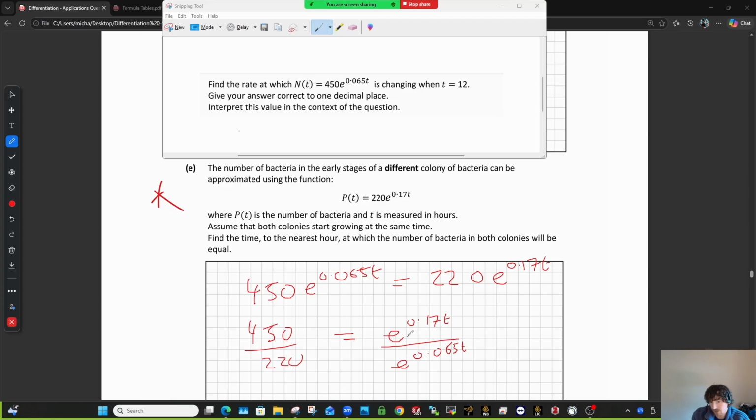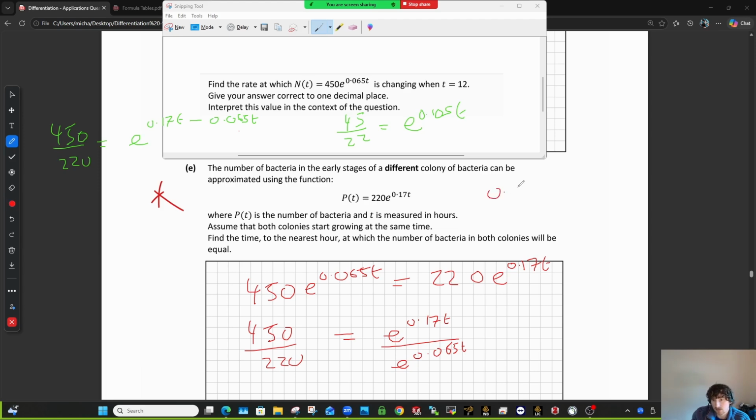Now, these have the same base, so their powers actually subtract. So this can be written as 450 over 220 is equal to e to the 0.17t minus 0.065t. And that means you can simplify that down. That's 45 over 22 is equal to e to the, what's 0.17 minus 0.065? It's 0.105t. And then you can just use your logs from here to get it on its own.